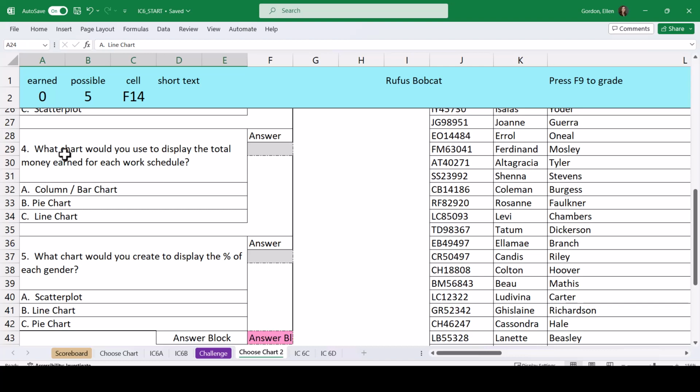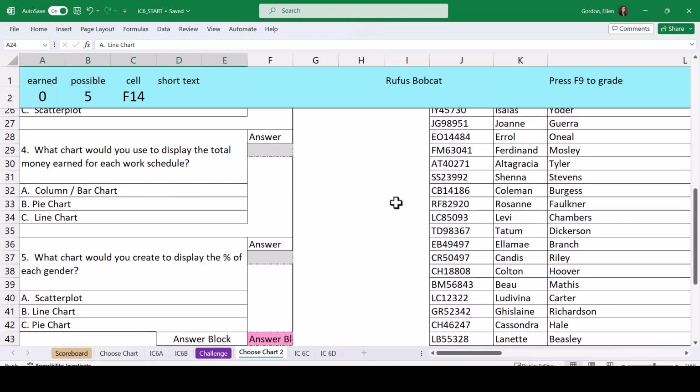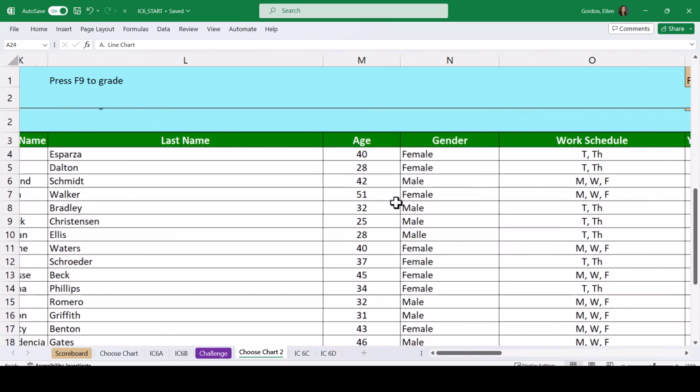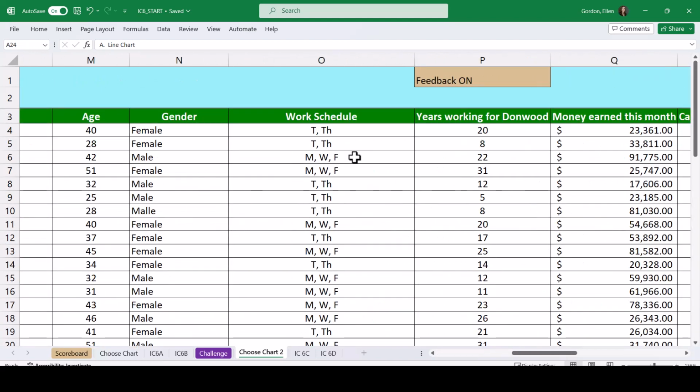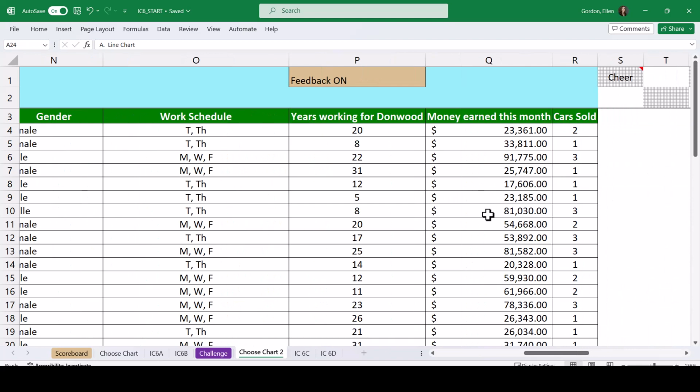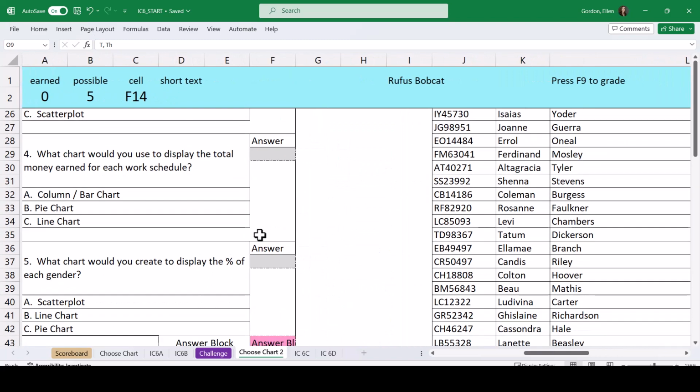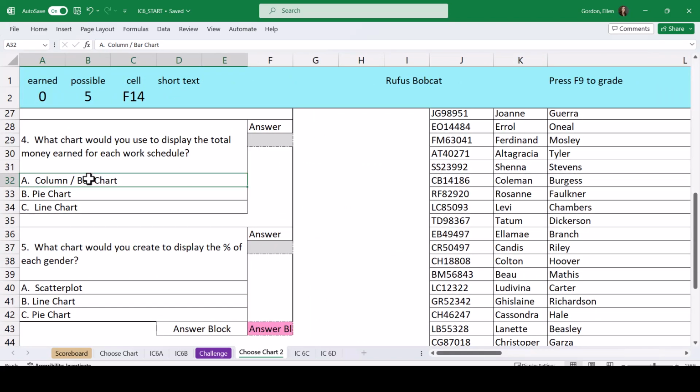For question 4, what chart would you use to display the total money earned for each work schedule? This question is talking about two variables: our work schedule and total money earned. So one qualitative variable, one quantitative variable. That's going to be a column or bar chart. A pie chart is just for one qualitative variable, and a line chart is for one quantitative variable and how it changes over time. So that's going to be a column or bar chart.